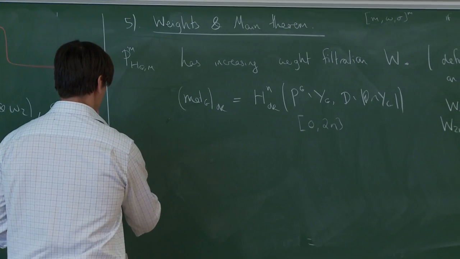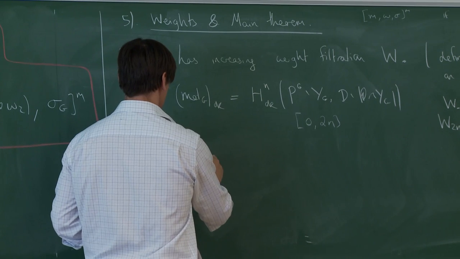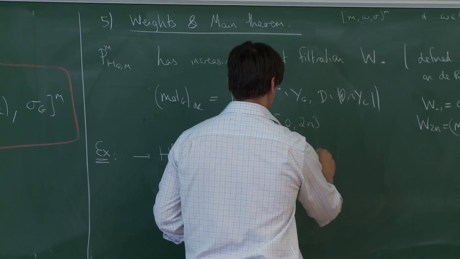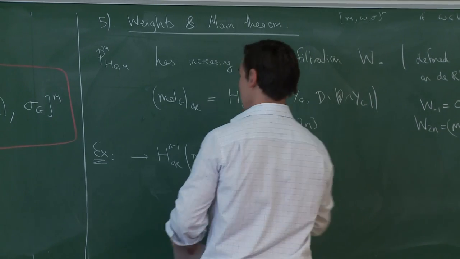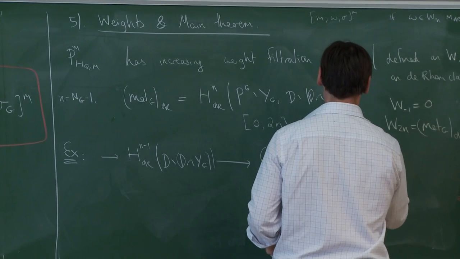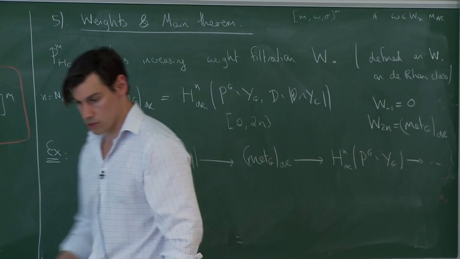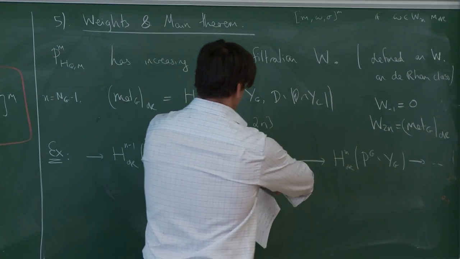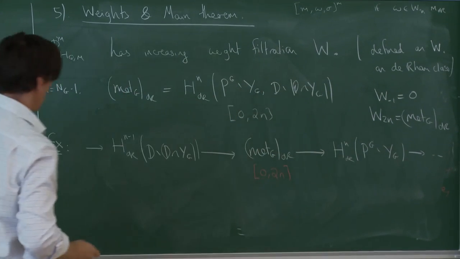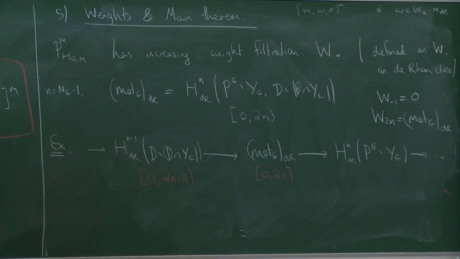So now let's think about, just as a baby example to look at weights, we had this relative cohomology sequence. And then it goes into H^n, n is the number of edges minus one. Yeah, thank you. And then this maps to H^n of P_G minus Y_G, and so on and so forth. So let's look at the sequence and think about the weights. So this thing has weights anywhere between 0 and 2n. And this thing by a similar argument has weights anywhere between 0 and 2n minus 2, because the cohomological degree is n minus 1.